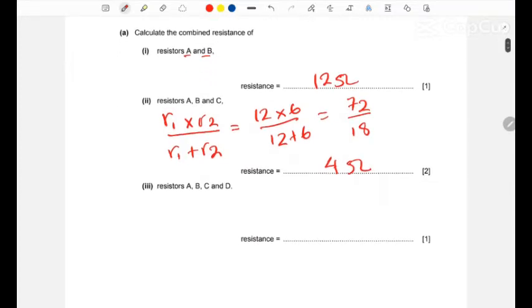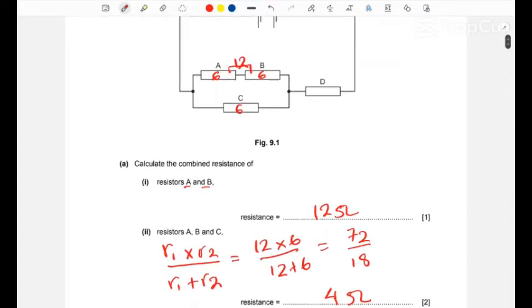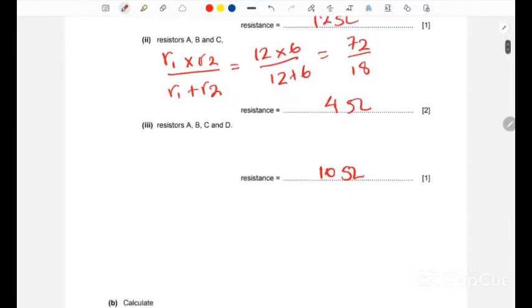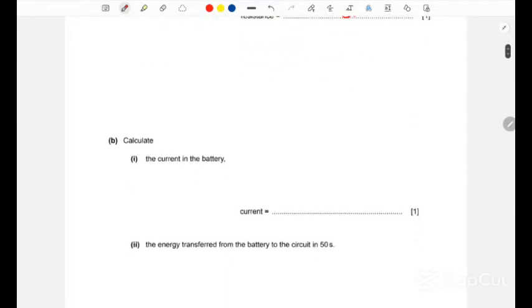Part 3. Resistors A, B, C, and D. So now the resistance of this total unit is 4 ohms, and then we have this which is 6 ohms. They're connected in series, so we just have to add them. So 4 plus 6 would give us 10. So the answer is going to be 10 ohms. Let's move on to B.